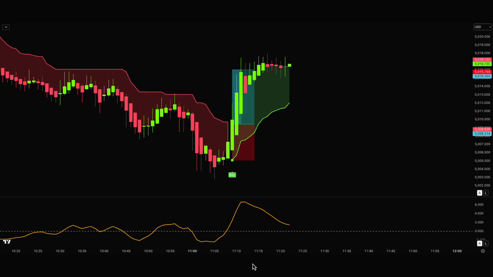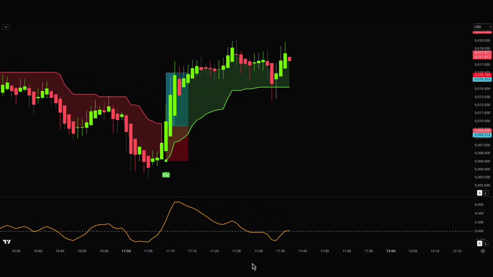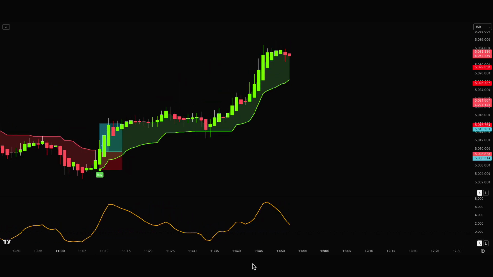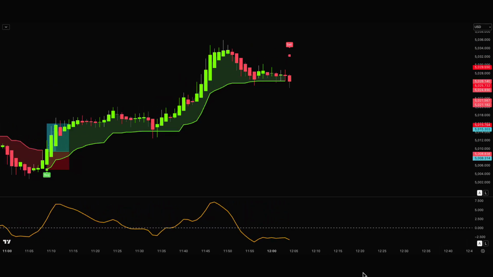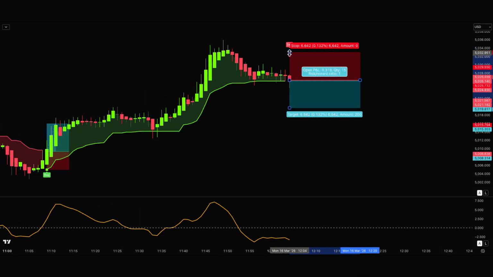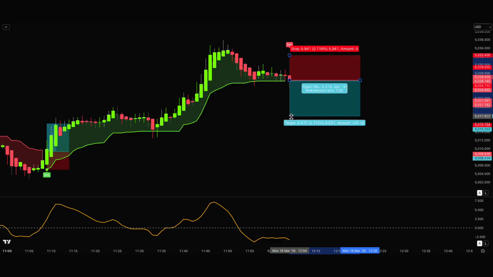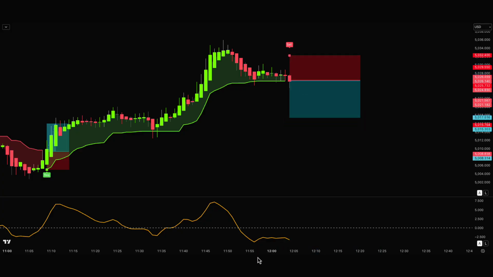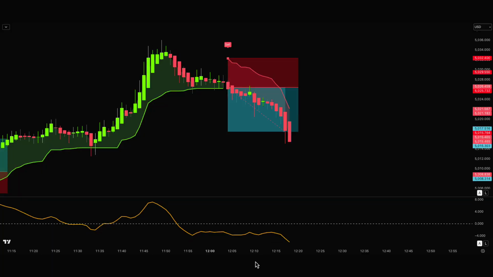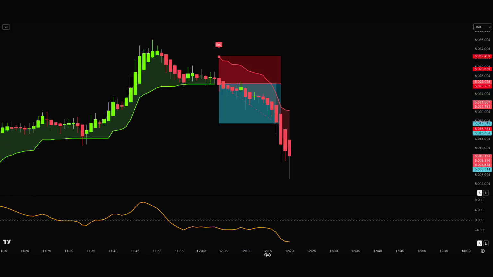So now you've seen how this easy scalping strategy works. Simple rules, clean entries, and fast opportunities. But remember, the real edge is not just the strategy, it's how consistently you follow it. Most traders fail not because the setup is wrong, but because they don't stick to it.